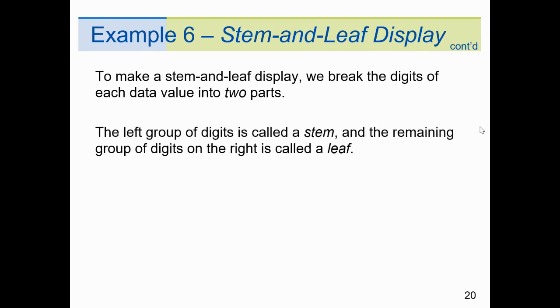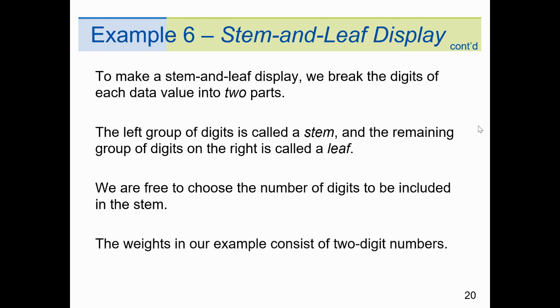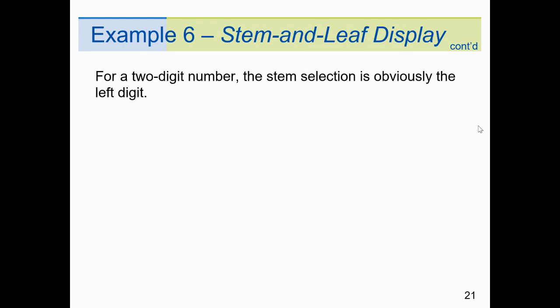The left group of digits is called a stem, and the remaining group of digits is called the leaf. Stem and leaf, I got it. We're free to choose the number of digits to be included in the stem. The weights in our example consist of 2 digits.